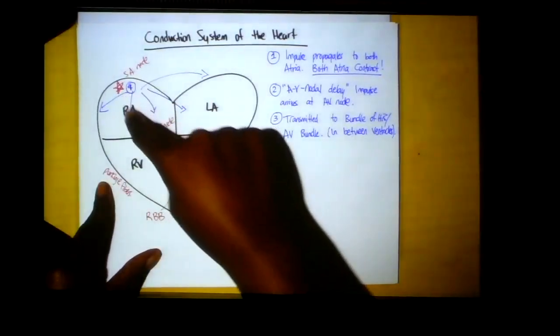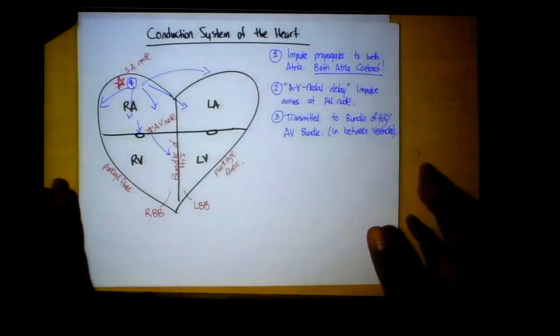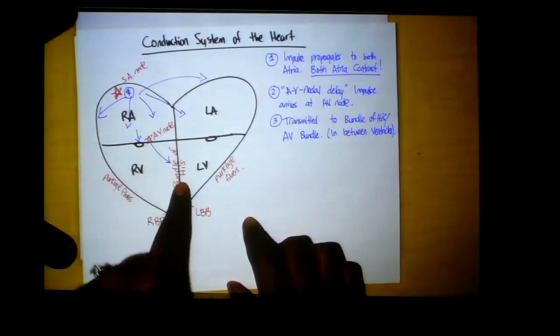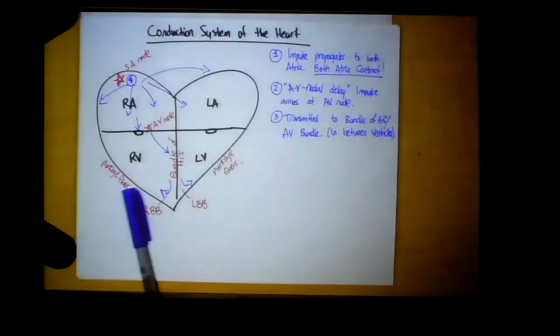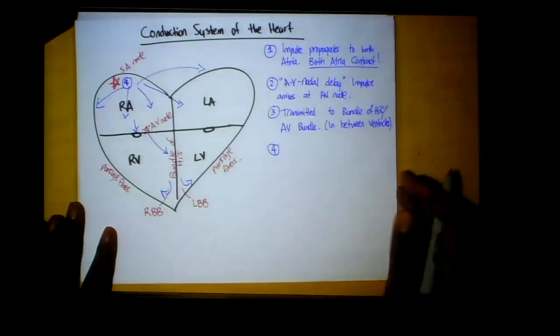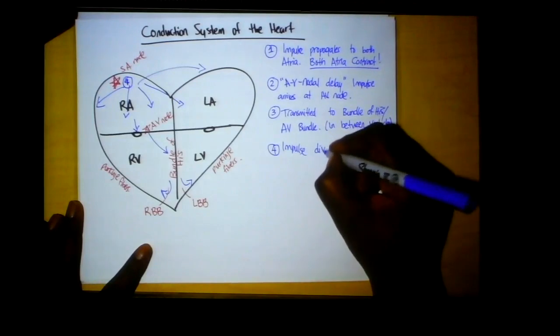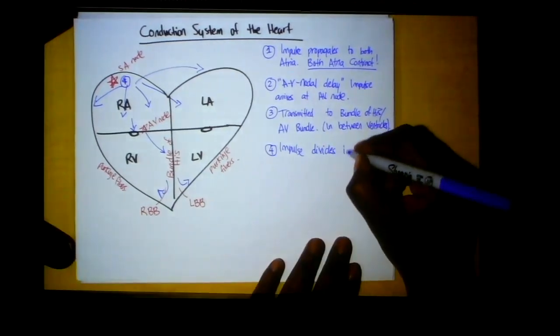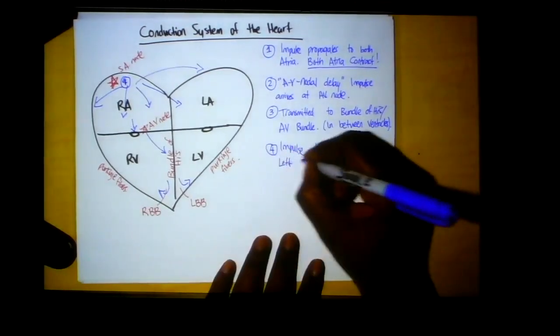So the impulse comes down the middle of the septum, and then it moves up through the ventricles that way. So we go from the AV node down to the bundle of His, and then we go to the left and right bundle branches. So this impulse sort of splits off when it gets to the bottom of the heart, and then it begins to come up through both of the ventricles. Okay. So here the impulse divides into right and left bundle branches.